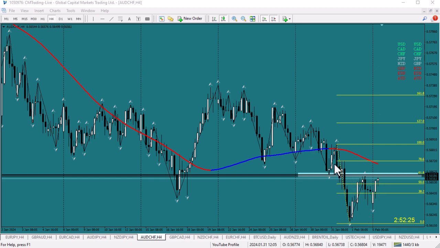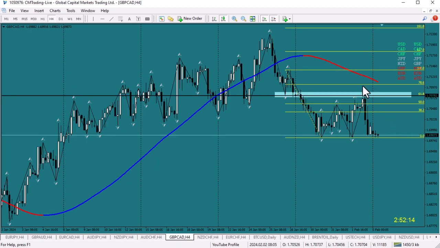In the Aussie Swiss, if you look at the Aussie Swiss, definitely way weaker than the Swiss. Approaching that market structure, nice Fibonacci swing, 50 to 61% at that level. If we test that level and we get a strong candle reversal, that'll definitely be a place for me to look for some shorts today.